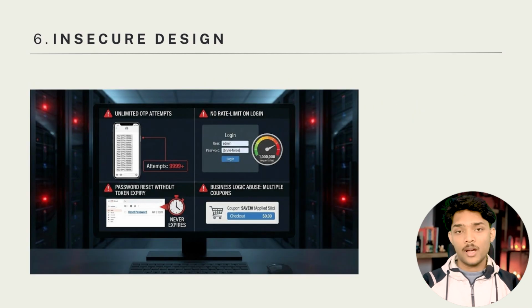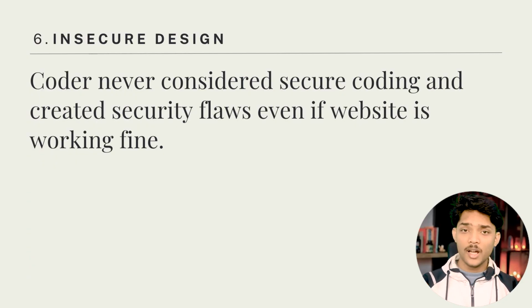Some examples are unlimited OTP attempts. There is no rate limit for failed login attempts. You can literally reset anyone's password without a token. Anyone using your website, if they have a coupon, can use that coupon multiple times and you won't even know, because you were just vibe coding and you created a vulnerability of insecure design. So the key idea behind this vulnerability is not a coding bug but a thinking flaw.